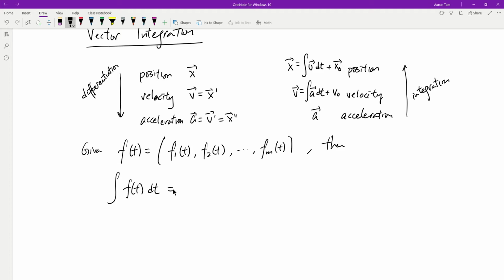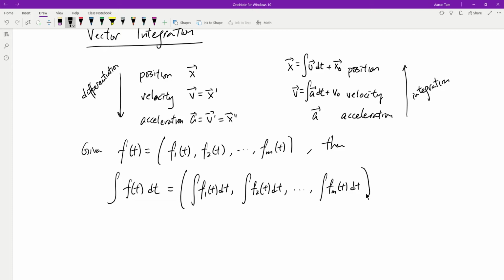It shouldn't come as a surprise how we're going to define this, because we define the derivative and the limit and the continuity the same way. We just integrate each of the coordinate functions individually and then put them all together, and that would form our integral. So this would simply equal the integral of f1 of t dt, the integral of f2 of t dt, to the integral of f sub m of t dt.